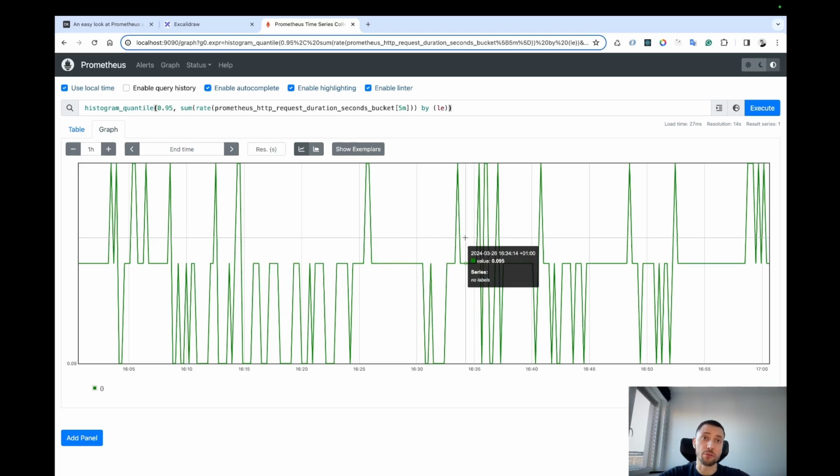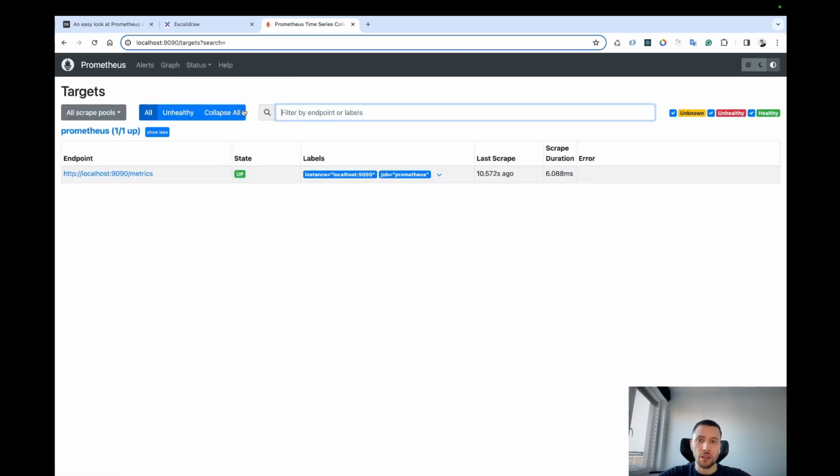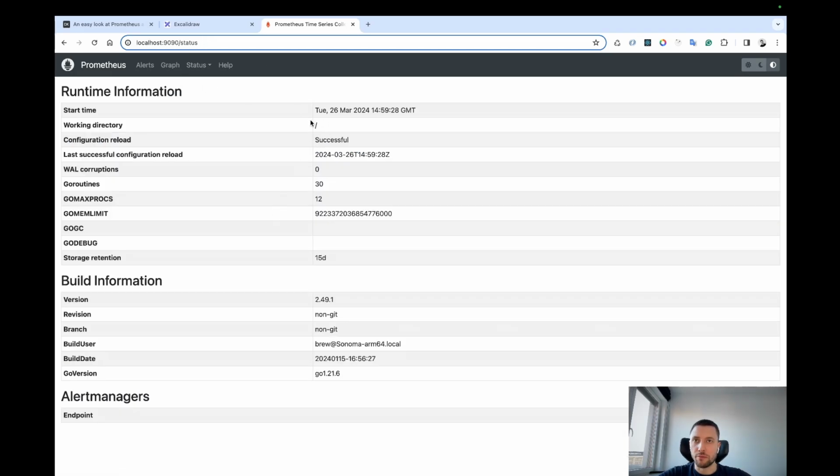PromQL is a powerful query language used to retrieve and manipulate time series data stored in Prometheus. It allows users to perform various operations such as filtering, aggregating, and transforming metrics. Also, it contains different sections where you can find configured targets, check TSDB status, and other information.